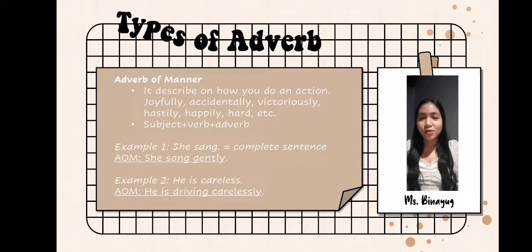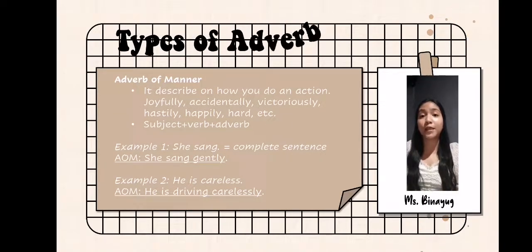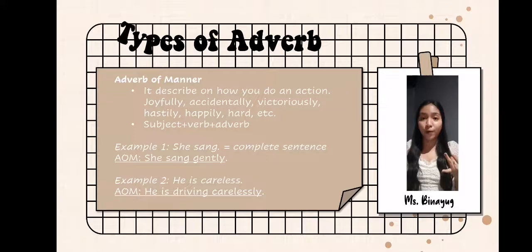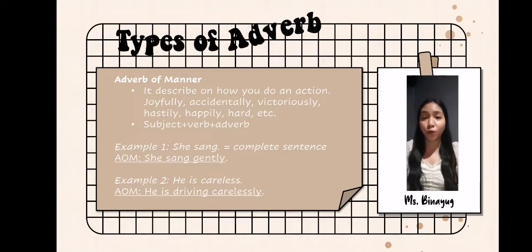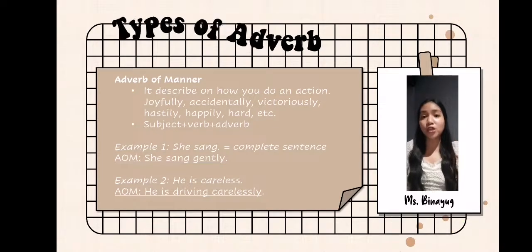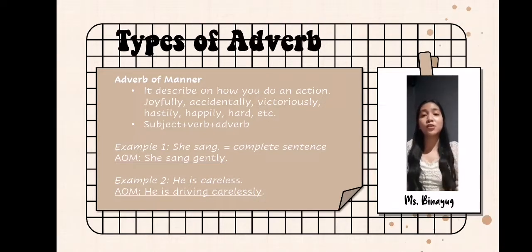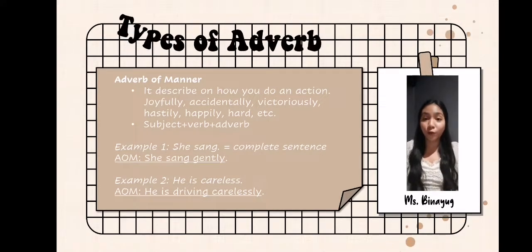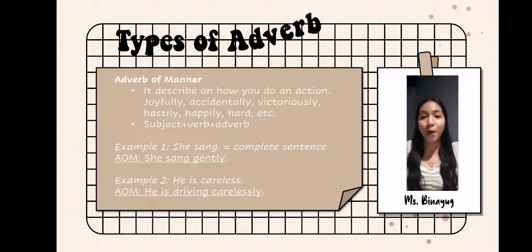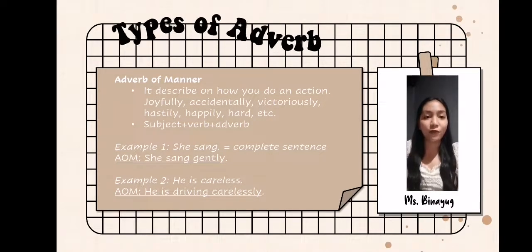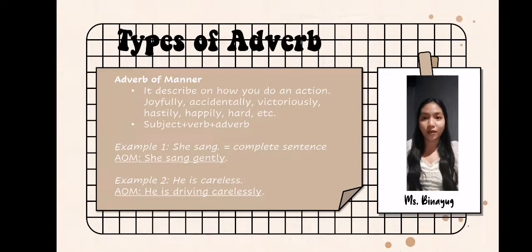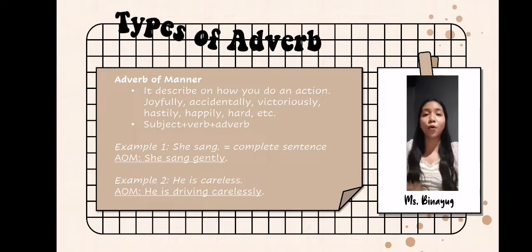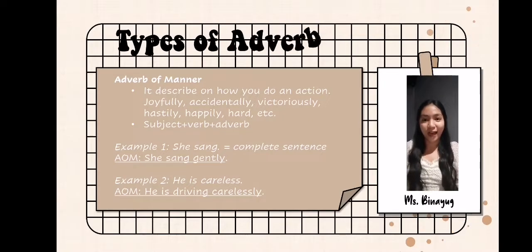She sang. So when you notice, she sang is a complete action or complete sentence because it has a subject and verb. But if you wanted to know how she sang, you are going to construct your sentence under the adverb of manner, wherein you put another word that makes the sentence manner. So here is the adverb of manner. She sang gently. Okay? Ibig sabihin, kumanta siya ng mahinahon. On that way, nalaman mo kung paano ba siya kumanta.